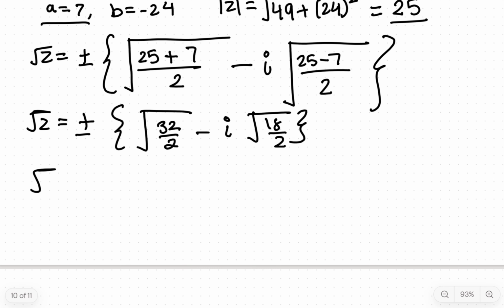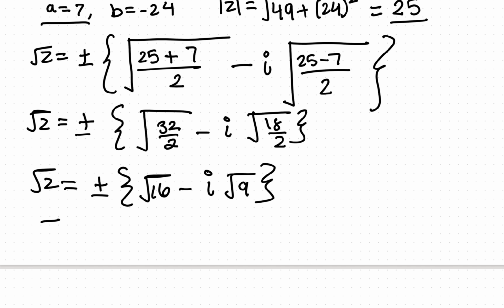Simplifying the square roots, you get plus minus square root of 16 minus i square root of 9. Square root of z equals plus minus 4 minus 3i. And that is your answer.